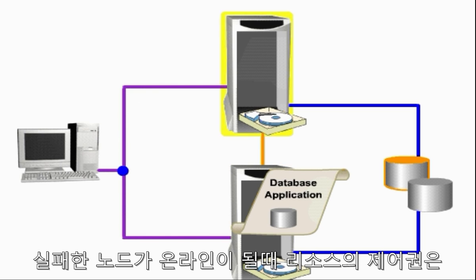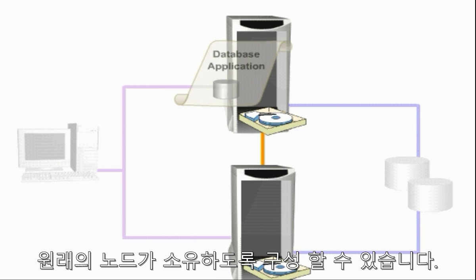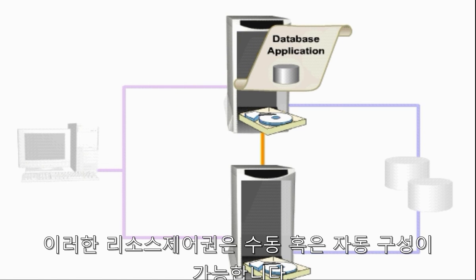When the failed node comes back online, the resources may be moved back to the original controlling node. Moving the resources back can be either a manual or an automatic process.